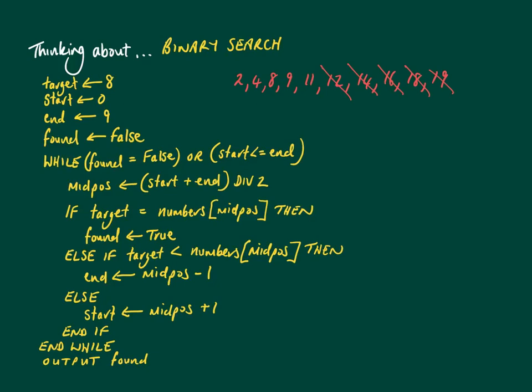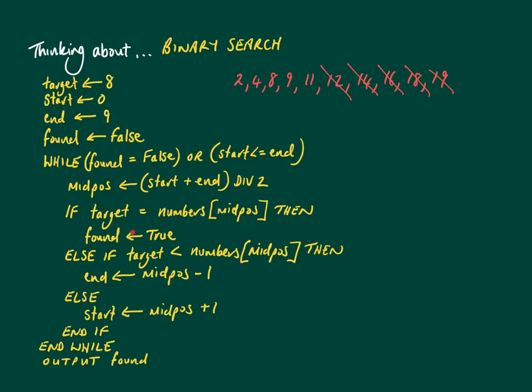And we continue looping around again. And this time, we set midpoint to be start plus end. Well, start plus end is 0 plus 4, so it's 4. Div 2 gives you 2. Okay, so we jump in at position 2, so 0, 1, 2. And we say, is target equal to numbers[2]? Well, yes, it is.